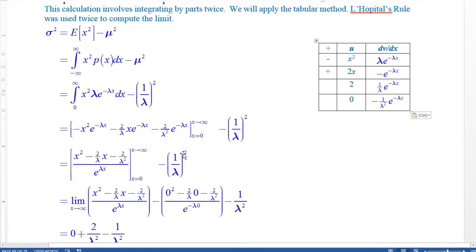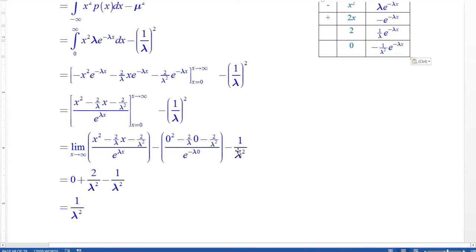So I did a little cleaning up. I rewrote this with e to the minus lambda x in the bottom like that, and left the polynomial part in the top. We still have this 1 over lambda squared. Then we're evaluating this first part by taking a limit as x goes to infinity, and this second part we're at 0. So let's look at the 0 part. On the top, the first two terms go away to 0. The last one is just minus 2 over lambda squared, and the bottom one is e to the 0, which is 1. So this becomes 2 over lambda squared.